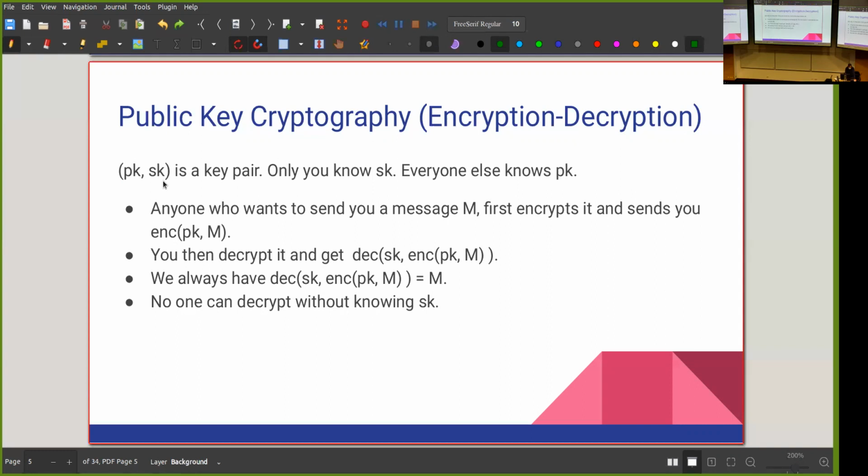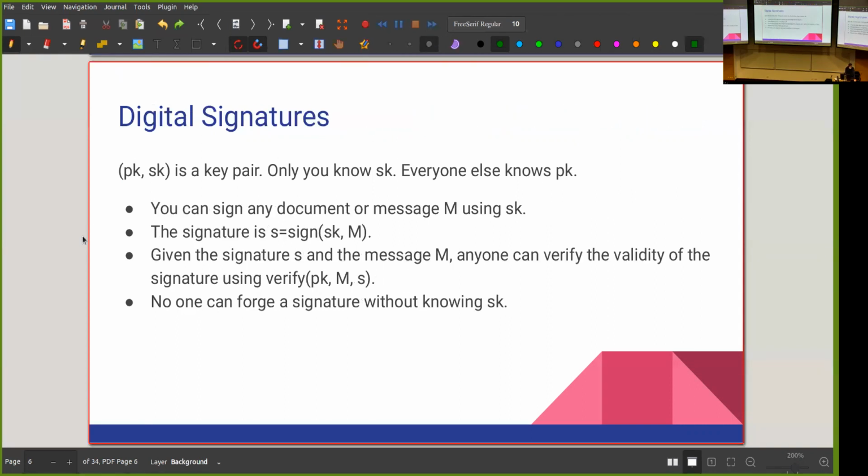So this is the basics of cryptography. But now, what about digital signatures? When I said that Bitcoin is a cryptocurrency that heavily relies on digital signatures, what does that mean exactly? Well, it's again a similar situation. We have two different keys.